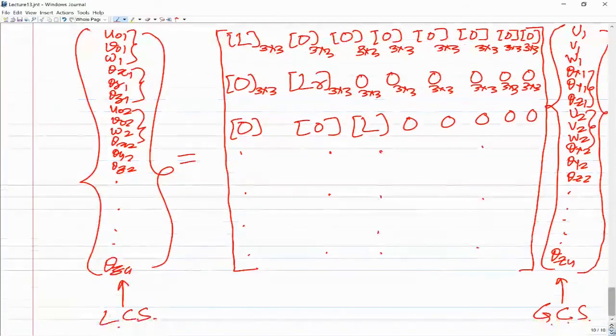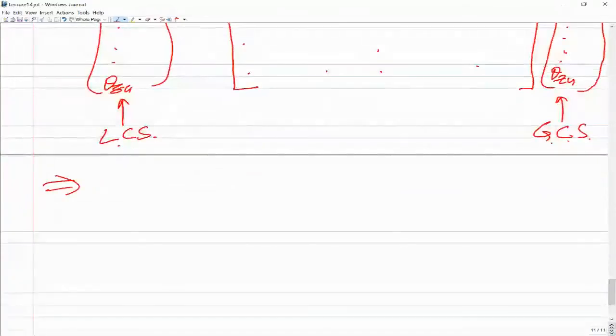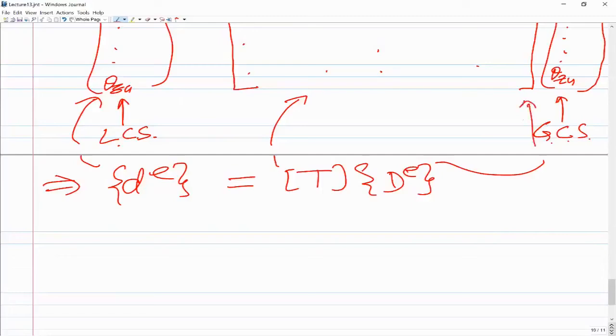So what you can actually do is write, let us say, small d is the vector of elemental degrees of freedom in the local coordinate system, which is actually this, is equal to a transformation matrix, which I am calling T, into this capital De. This D is actually this vector which we have here. So this is how you can write the vector of degrees of freedom in the local element coordinate system in terms of the vector of elemental degrees of freedom with respect to the global coordinate system through this transformation matrix T.